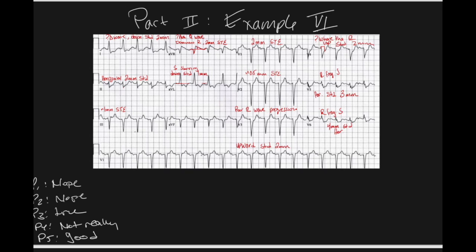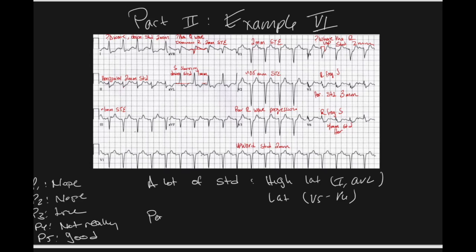Quite a bit. All in all, we seem to have a lot of ST depression, especially in the high laterals, so AVL, which are contiguous leads, and the laterals, so V5 and V6. So that's a pathologic finding. We seem to have poor R wave progression.